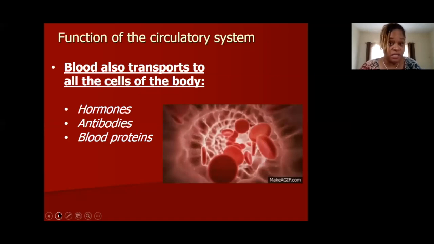We have antibodies that are found in blood, and we also have blood proteins. Now, even though these substances are found in blood, they do not make up blood. It's the difference, okay? At any point in time, you may find hormones circulating in your bloodstream, as well as antibodies, blood proteins, nutrients, oxygen, carbon dioxide, and other waste products. However, these are not components of blood. These are substances that you would find circulating in blood.